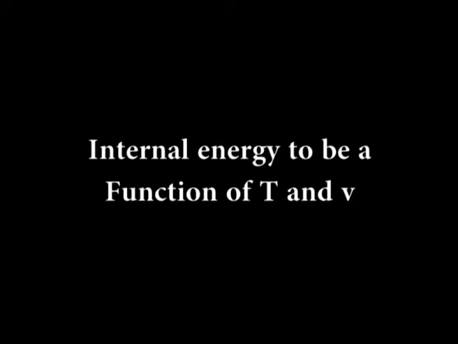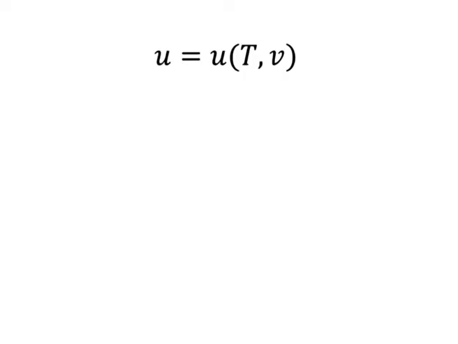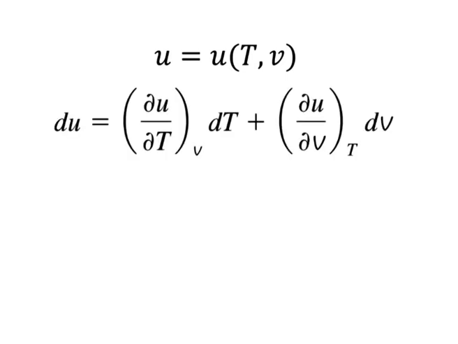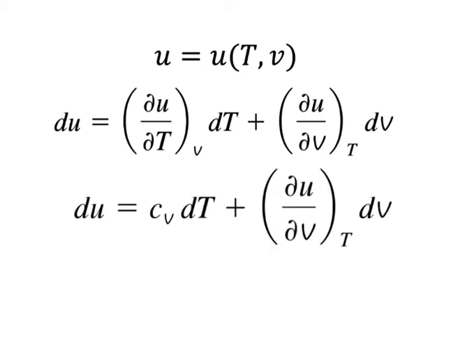We choose the internal energy to be a function of T and V, that is U is equal to U(T, V), and taking its total differential we get dU is equal to partial derivative of U with respect to T keeping V constant into dT plus partial derivative of U with respect to V keeping T constant into dV. Using the definition of Cv, we have dU is equal to Cv dT plus partial derivative of U with respect to V keeping T constant into dV.